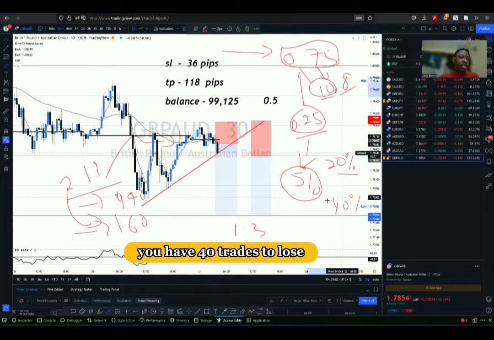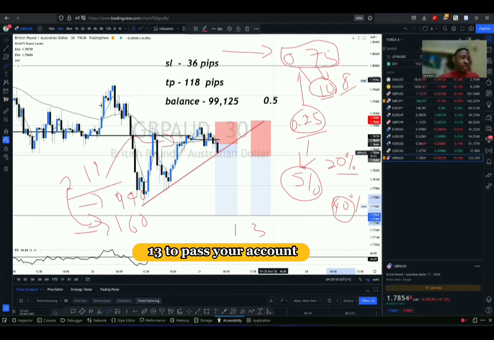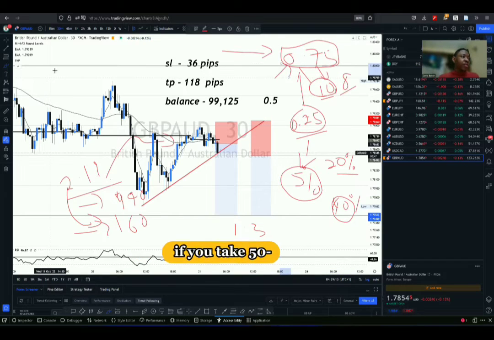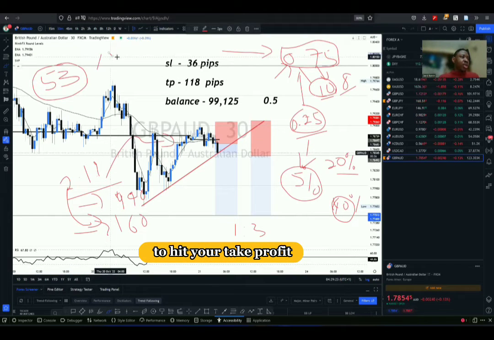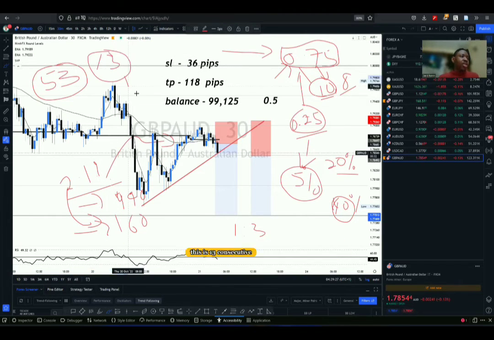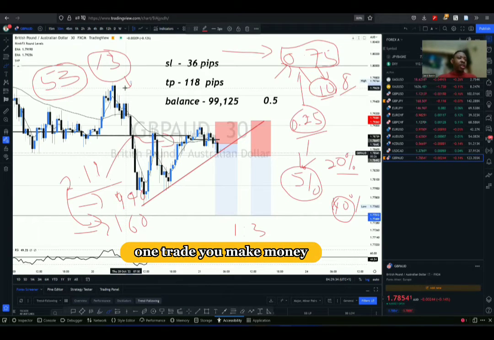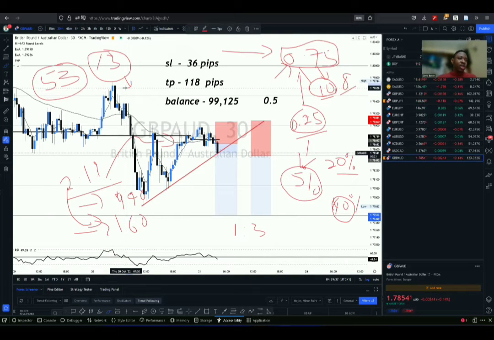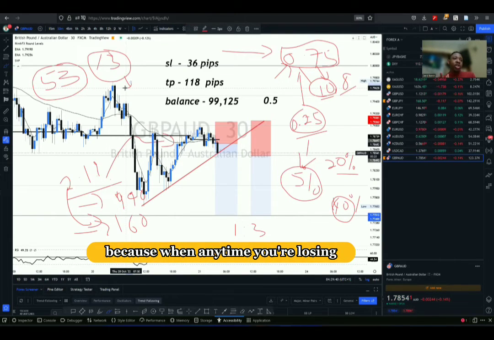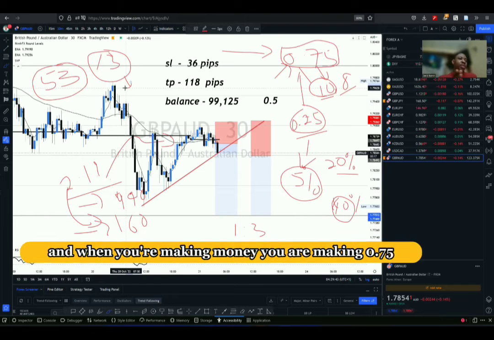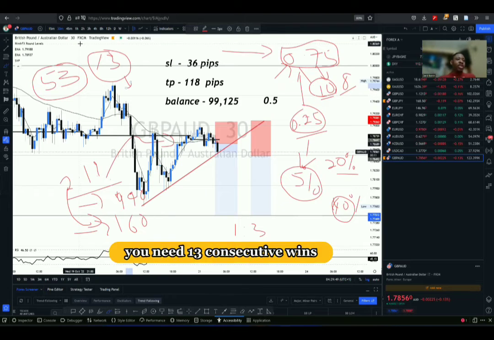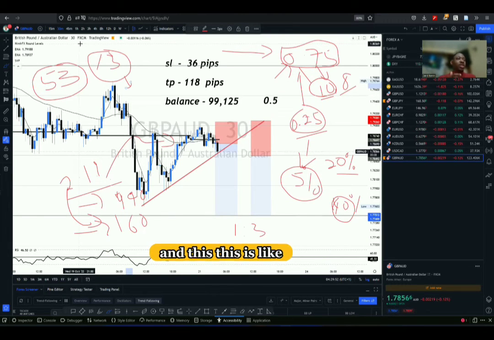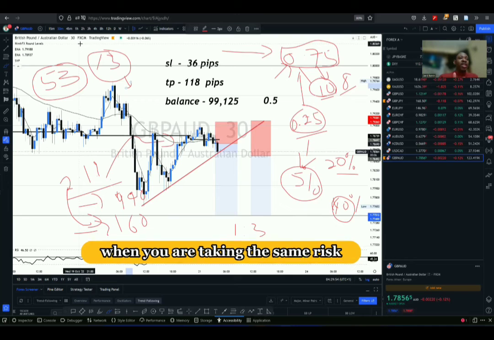You have 40 trades to lose, 13 to pass your account. So what it means is, in total, if you take 53 trades, you need 13 of them to hit your take profits, and then you pass your account. This is 13 consecutive. If you take a trade and make money, and the next trade you lose money, you will still be up, because anytime you are losing, you lose 0.25, and when you are making money, you make 0.75. But this is when you are winning consecutively. You need 13 consecutive wins, and this is when you are taking the same risk.